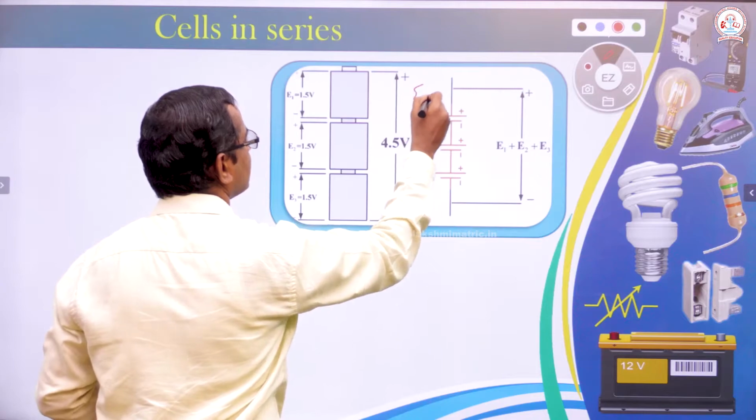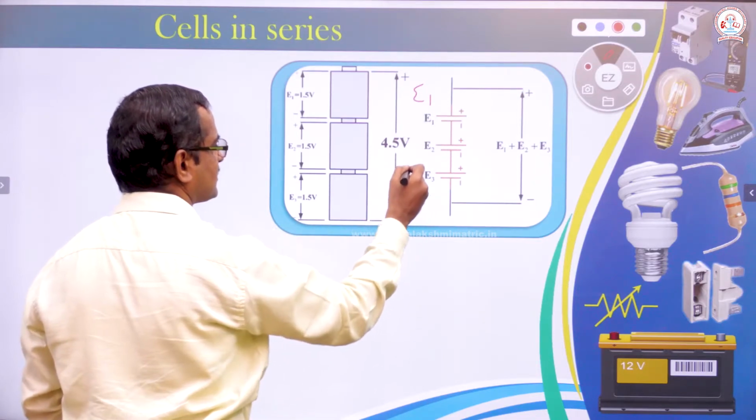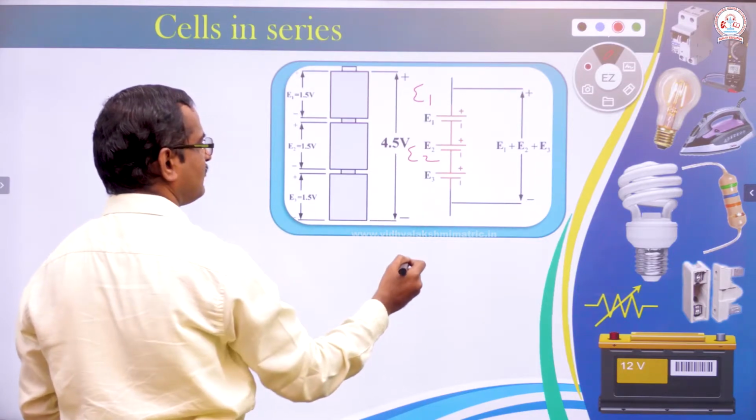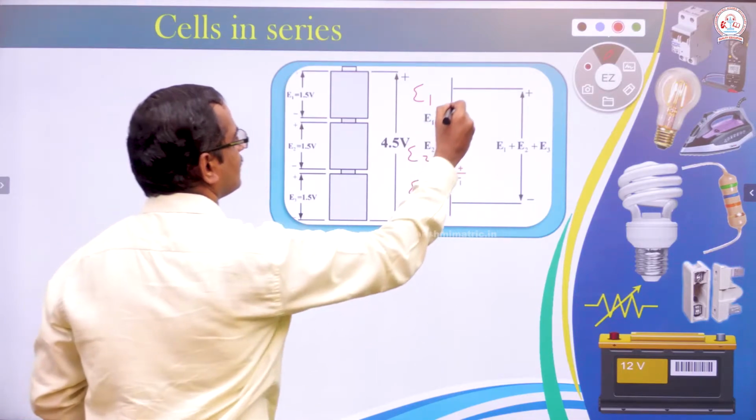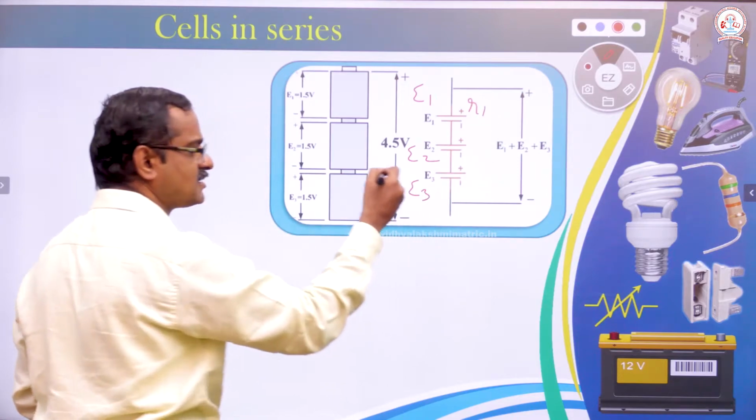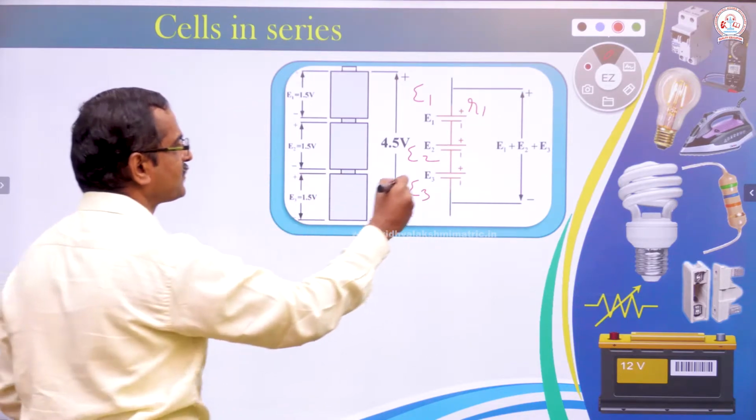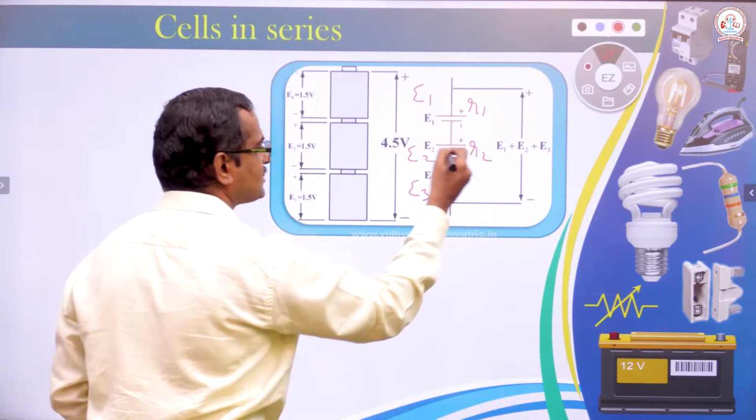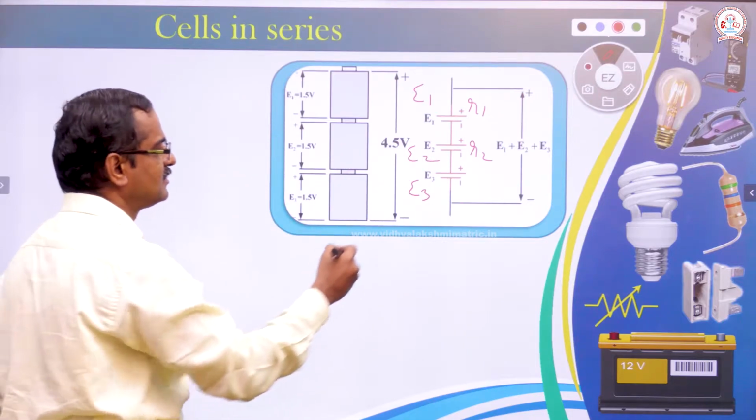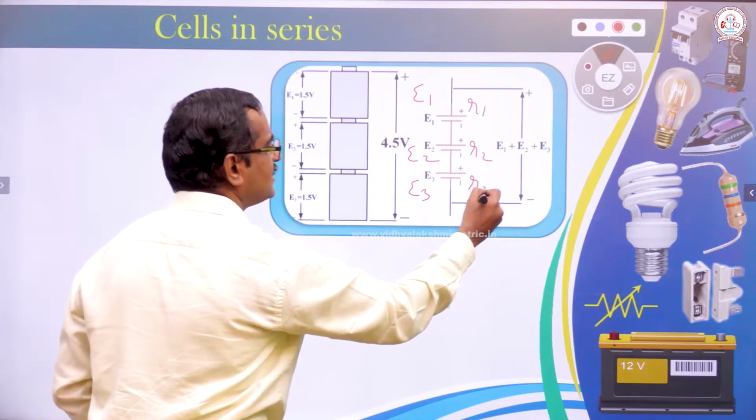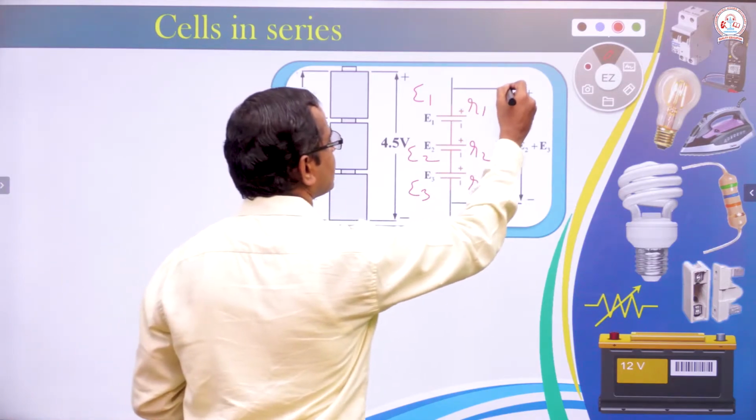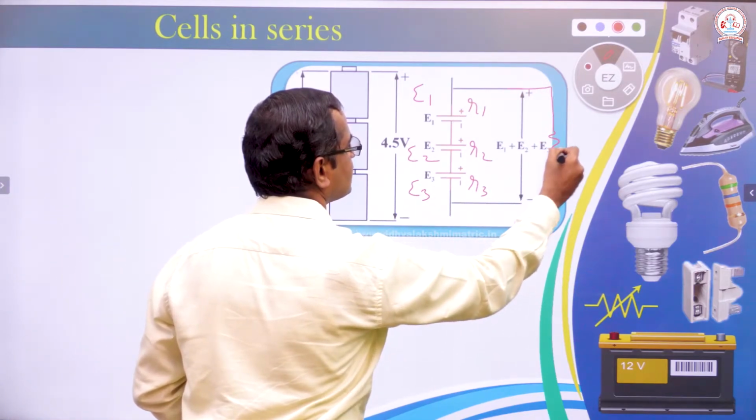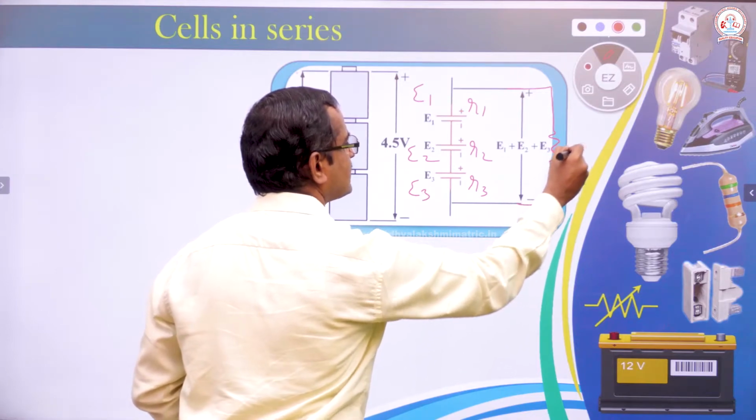Let epsilon 1 be the EMF of the first cell, epsilon 2 the EMF of the second cell, and epsilon 3 the EMF of the third cell. Let r1 be the internal resistance of the first cell, r2 of the second cell, and r3 of the third cell. Imagine a resistor R is connected there.